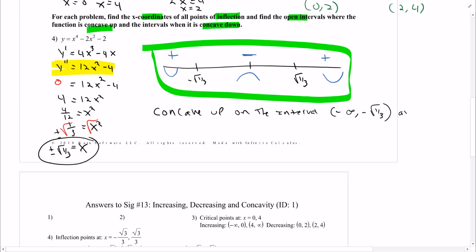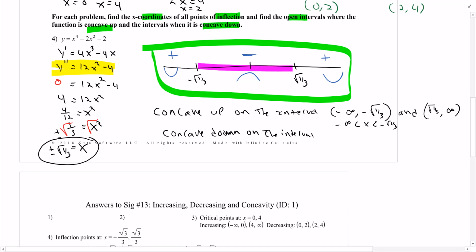And square root of 1/3 to infinity. Again, these are not points, these are intervals. They mean the same thing as that. And then we're going to say concave down on the interval where this was negative, so from there to there, which was negative square root of 1/3 to square root of 1/3. Again, this is not a point.